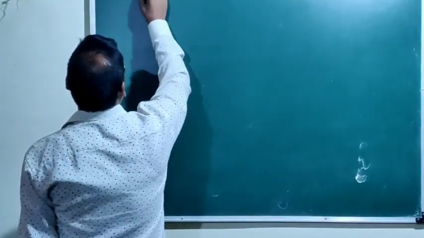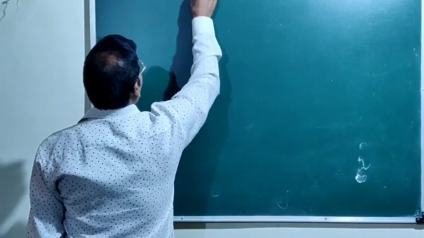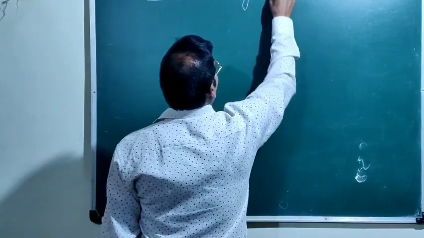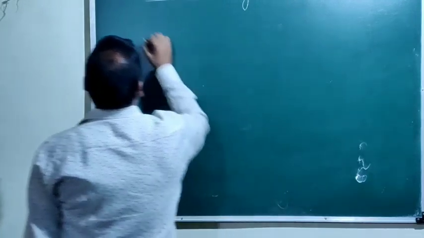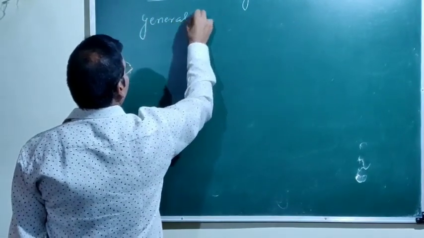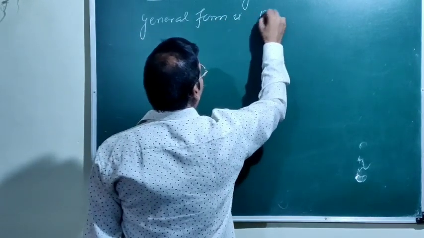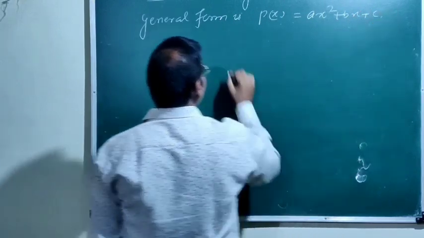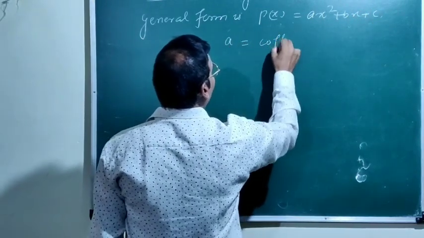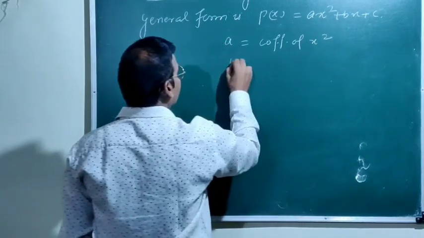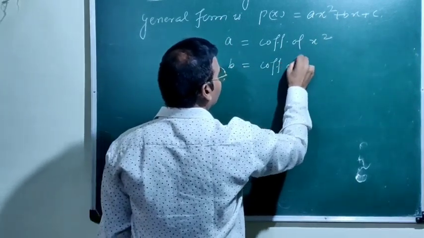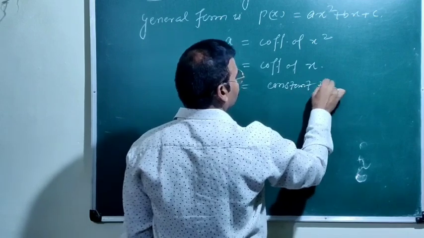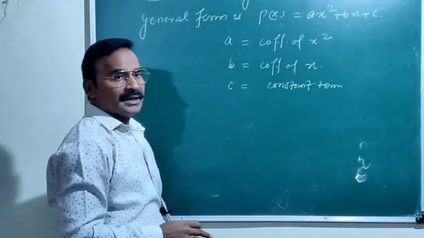Now come to the quadratic polynomials. The general form is a(x) equals ax square plus bx plus c. Now what is a? A is the coefficient of x square. What is b? B is the coefficient of x. What is c? C is the constant term.